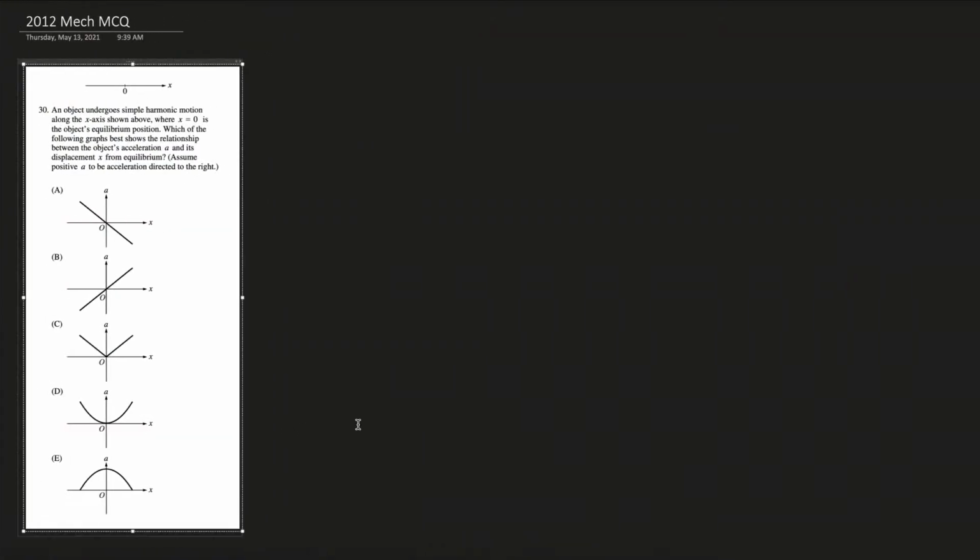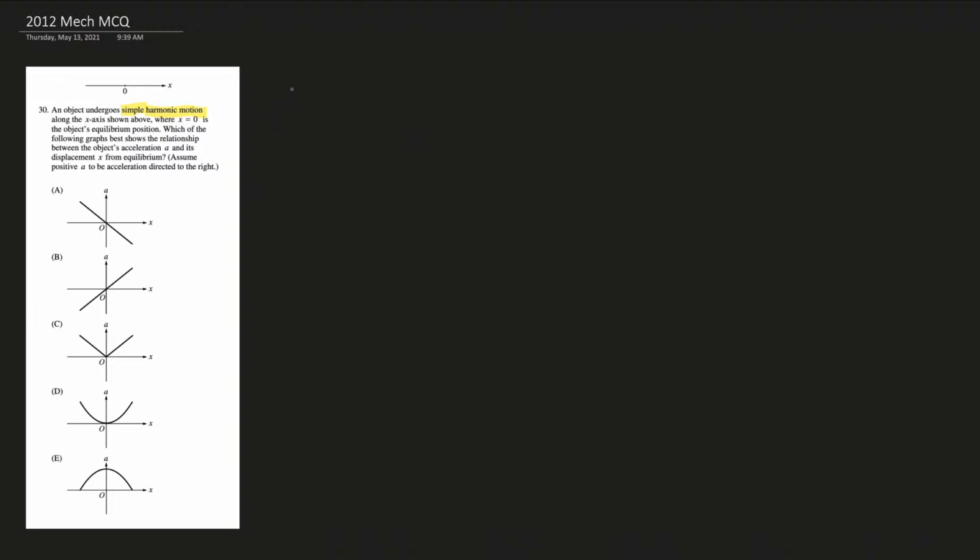Okay, 30 says an object undergoes simple harmonic motion. Simple harmonic motion, very important. I highly recommend that you guys start underlining things in these questions because they are very useful. The simple harmonic motion is going to come in key along the x-axis shown above, where x equals 0 is the object's equilibrium position. Which of the following graphs best shows a relationship between the object's acceleration a and its displacement x from the equilibrium?